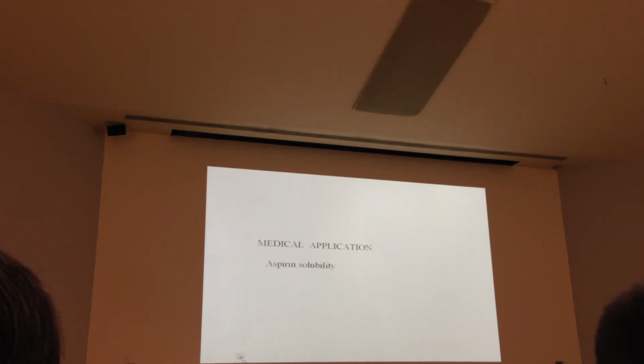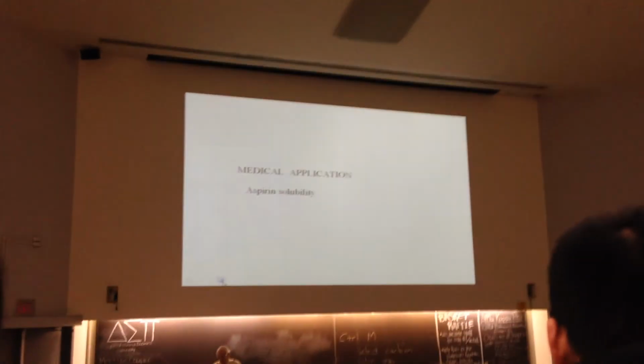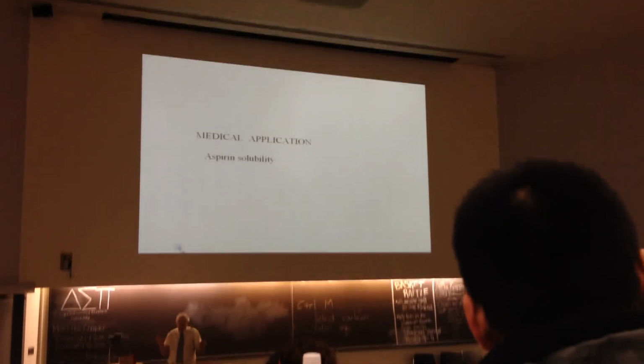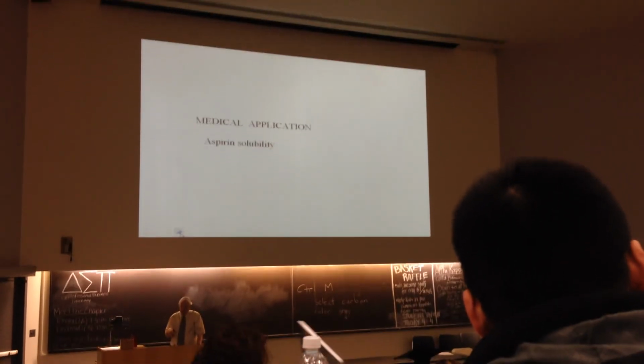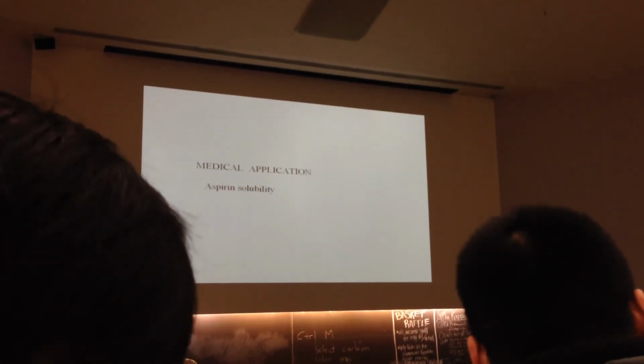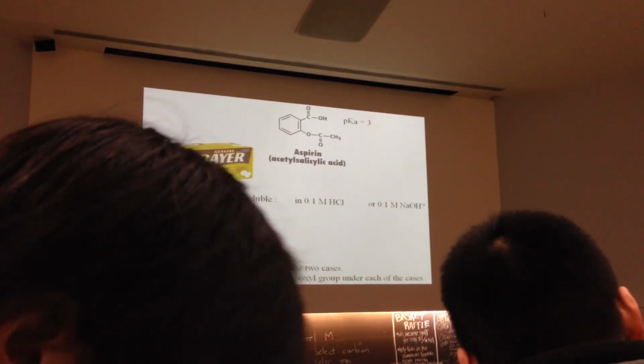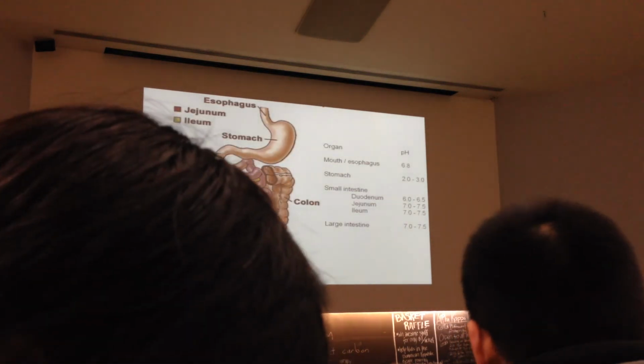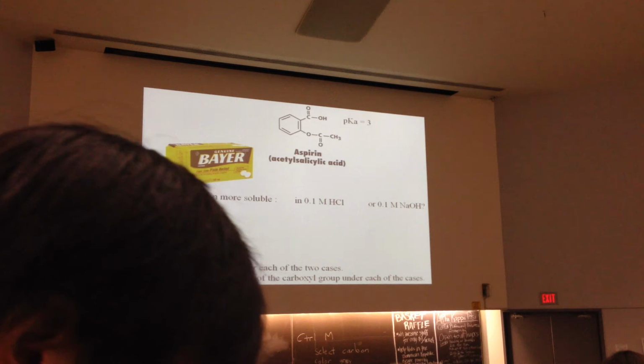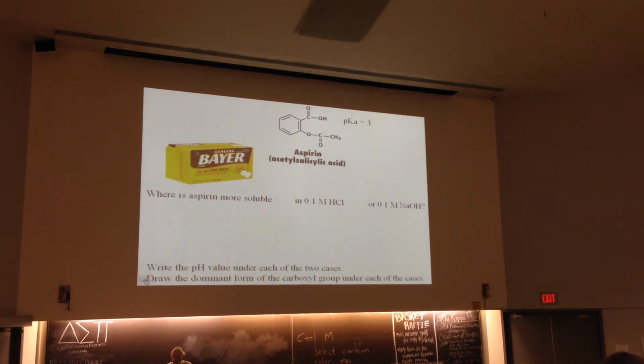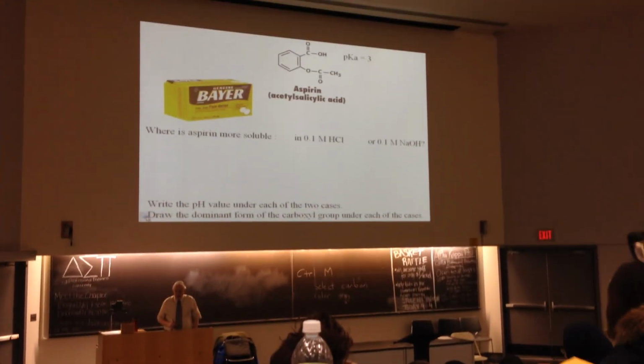Now let's talk a little bit about aspirin and overdoses of aspirin and how we treat them, and some special coatings on aspirin these days so that people who are asked to take aspirin by their doctors can avoid some problems. I'd like you to think a little bit about where aspirin is going to be more soluble. It's an organic molecule. Acetylsalicylic acid is the organic chemical name. pK of 3. Where is it more soluble?